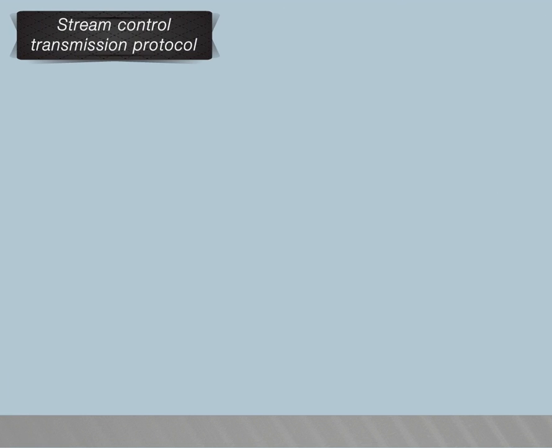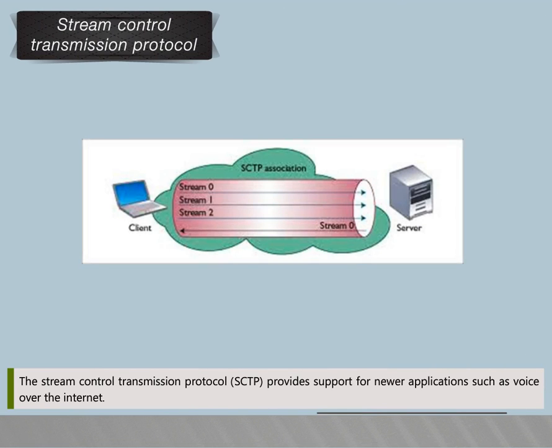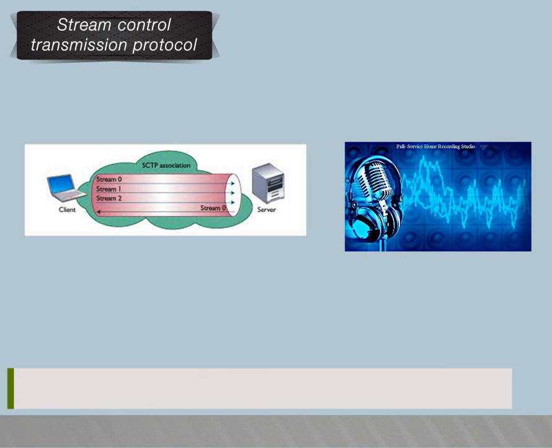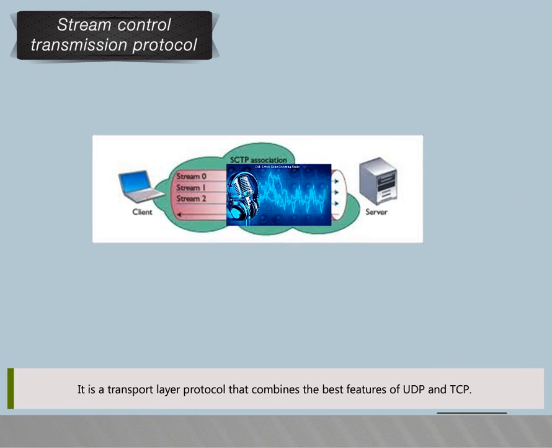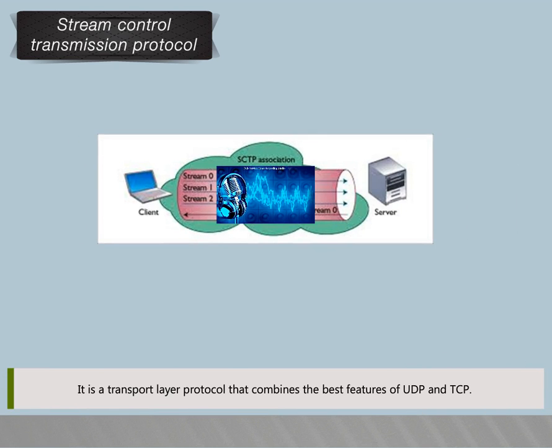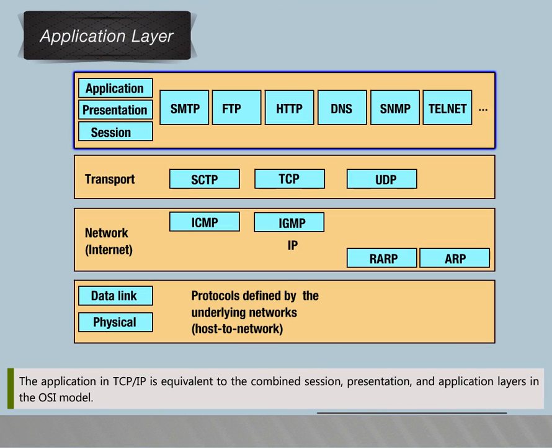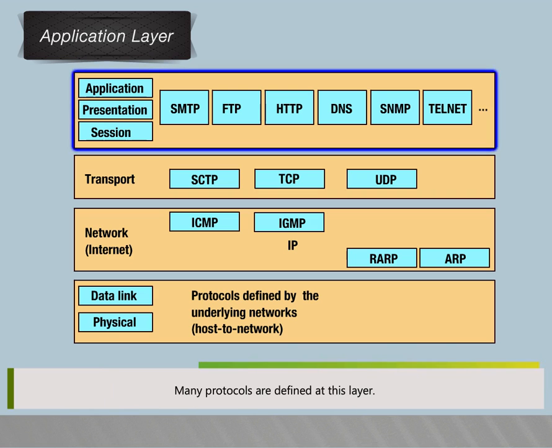Stream Control Transmission Protocol. The Stream Control Transmission Protocol, that is SCTP, provides support for newer applications such as voice over the internet. It is a transport layer protocol that combines the best features of UDP and TCP. Application layer. The application layer in TCP/IP is equivalent to the combined session, presentation, and application layers in the OSI model. Many protocols are defined at this layer.